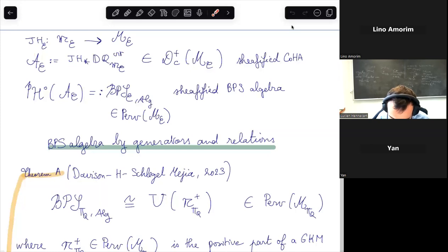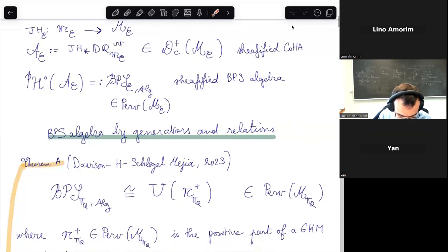As I hope I convinced you, it's very powerful to work with this sheafified version rather than the derived global sections, which would be a vector space and recover a genuine algebra. In particular, in the sheafified CoHA, you can find the BPS algebra, which was defined as the perverse degree zero cohomology of this constructible complex. It's an algebra because this constructible complex has a perverse filtration starting in degree zero.